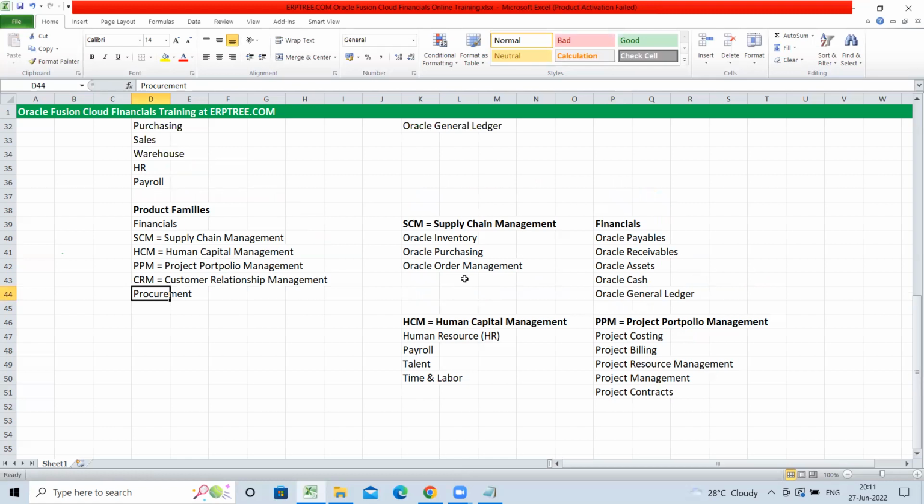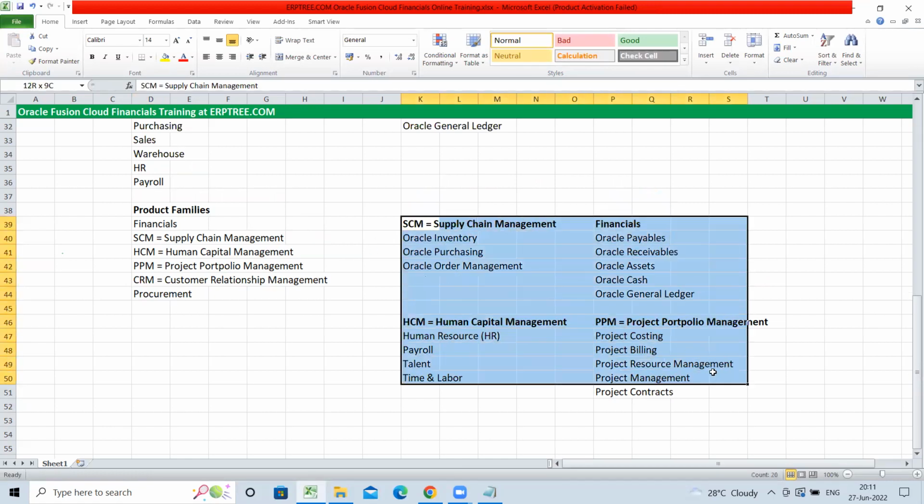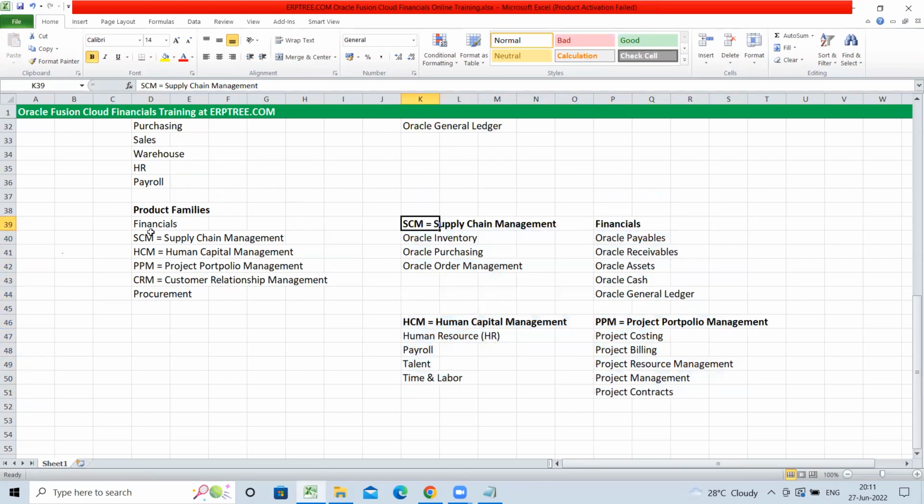For now, take these as simple examples. Some relevant applications are grouped as product families. This is the SCM, supply chain management product family, with its set of applications. This is the financials product family, with finance related applications. For project related applications we have PPM, project portfolio management. HCM, human capital management, has its related applications. This is how applications are grouped into different product families.